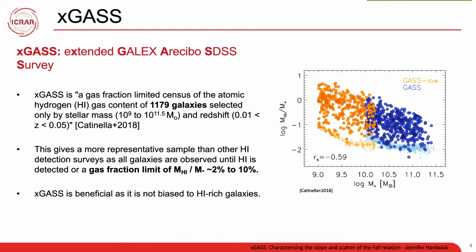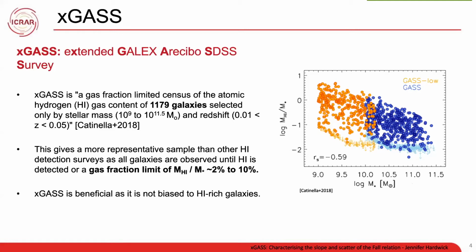So these galaxies are all observed in HI until HI is either detected or a gas fraction limit is reached of 2 to 10%. So that's what you can see over here on the left, where you've got a range of stellar masses between 10 to the 9 and 10 to the 11.5, and a wide variety of HI gas fractions. So xGASS is beneficial for studying the Fall relation as it's not biased to HI rich galaxies, and we have quite a large sample as well to look at.